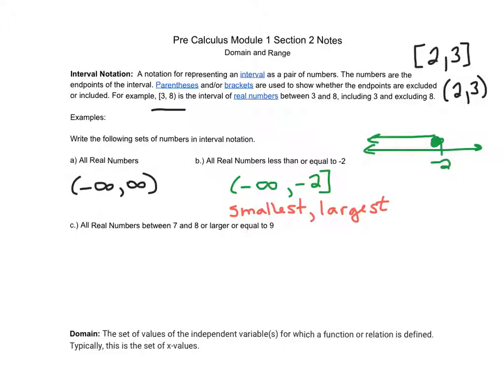The last one, C, says all real numbers between 7 and 8 or larger or equal to 9. So we have basically two parts. We have between 7 and 8. It doesn't say we include 7 or 8, just between those two, so those will both be in parentheses. And it also says larger or equal to 9. So that's going to be all numbers bigger than 9, so we'll include 9, and then all the way to infinity. Now when you have these two parts like that, we generally join those with a U. So this interval notation is how we're going to write our intervals of lots and lots of numbers.